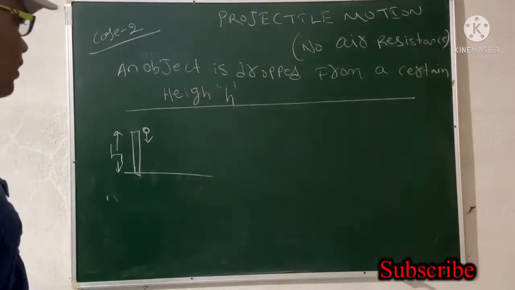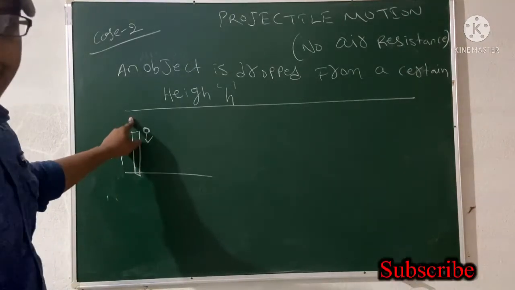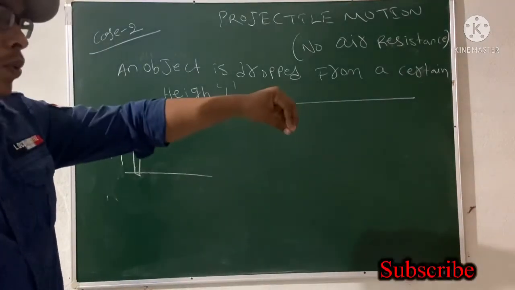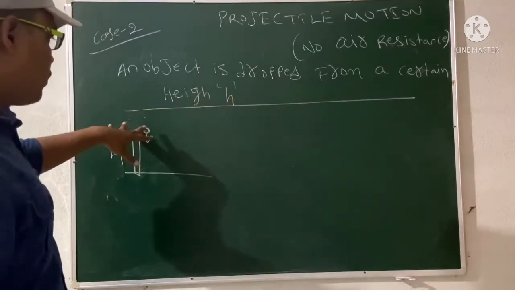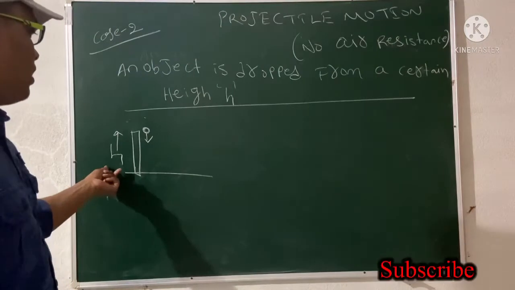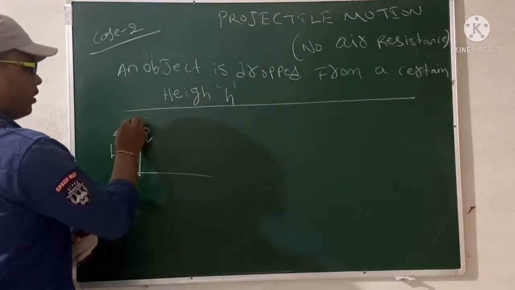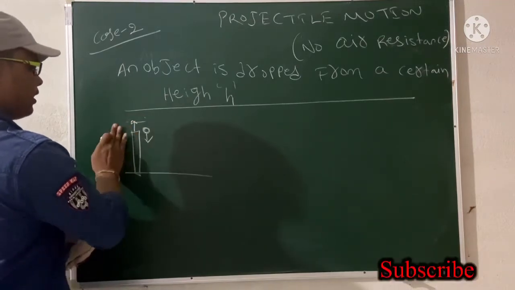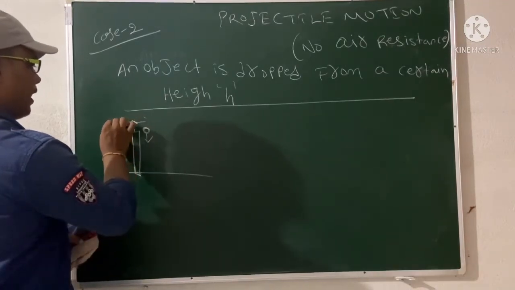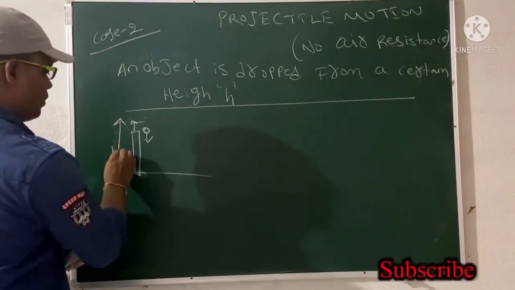So what is the case? So that means you are sitting on top of a wall and you drop a ball from that wall, okay? So the ball will move downward. That means you can also take your wall height and your height also. So that is actually h. So we have a certain height h, and the ball is dropped from that height h.